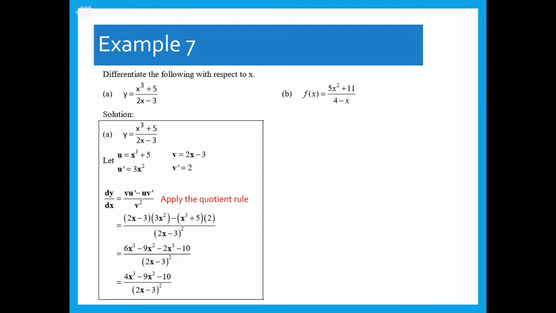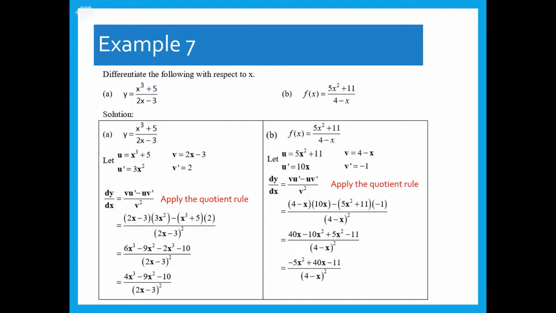To differentiate b, you also need to apply the quotient rule. Identify the u and v and differentiate both with respect to x. Then, substitute into the formula of quotient rule and simplify, you should get the following answer.